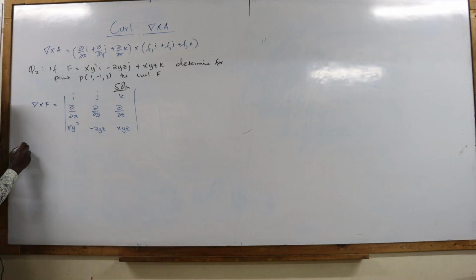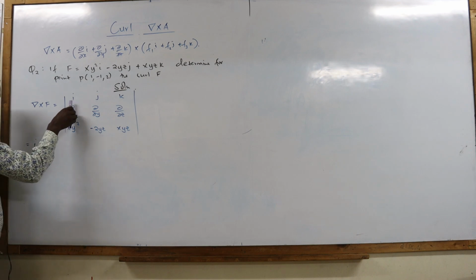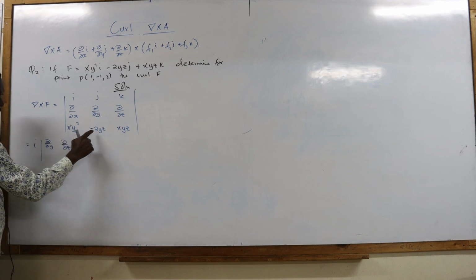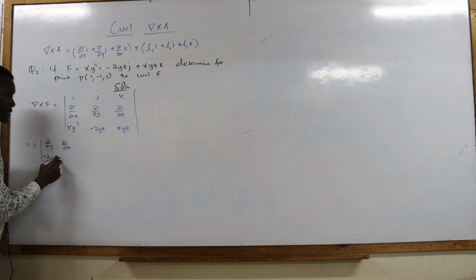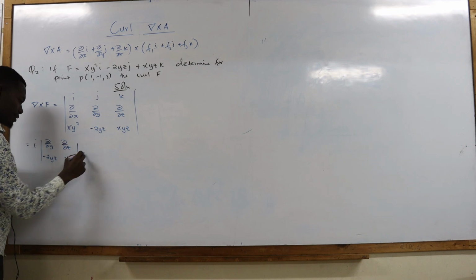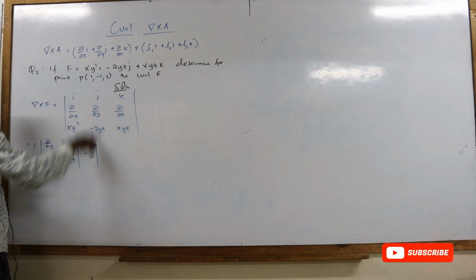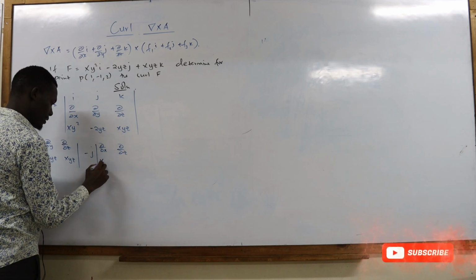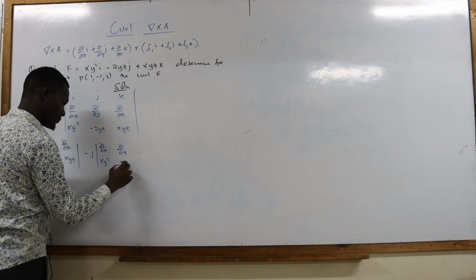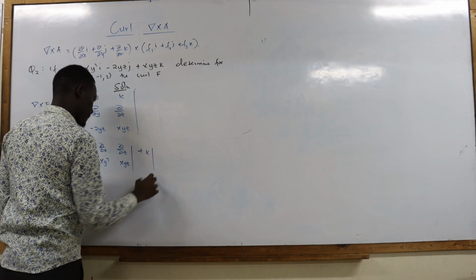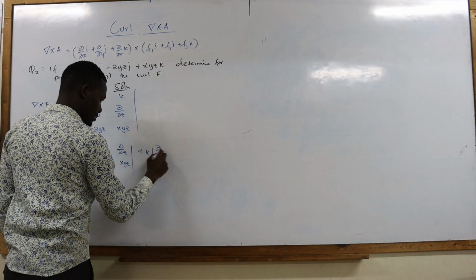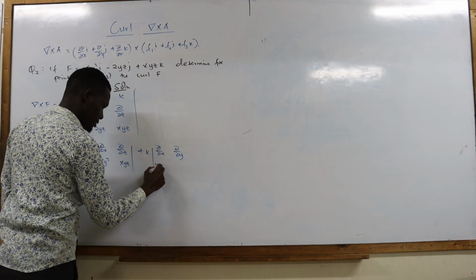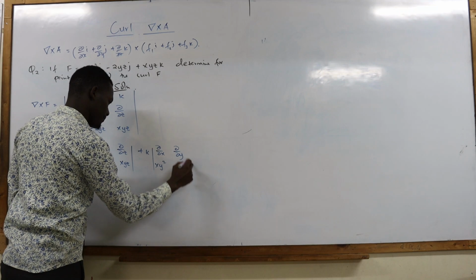Now again, it equals, then i, we cross this and that, so we have d/dy, d/dz, then you have this and this, minus 2yz, then you have xyz, then minus j, together, so we cross this and this, so we have d/dx, d/dz, so we have xy squared, then xyz, then you have plus k, cross that and cross that, so again d/dx, d/dy, then this part and this part, xy squared minus 2yz.